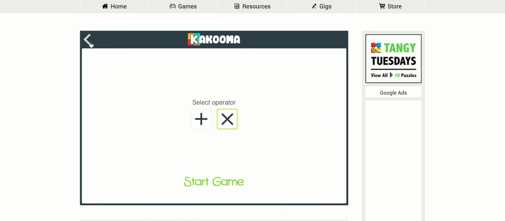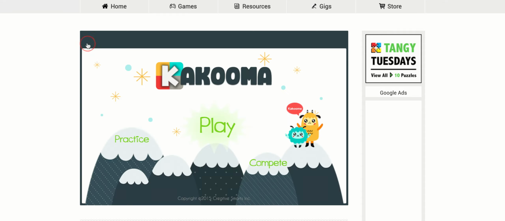Again, you can pick between addition and multiplication. It's just a fun game to practice and brush up on your mental math. I hope you have a lot of fun with Kakooma. And if you're confused in the beginning, just keep playing around, maybe play with the practice to get the hang of it.